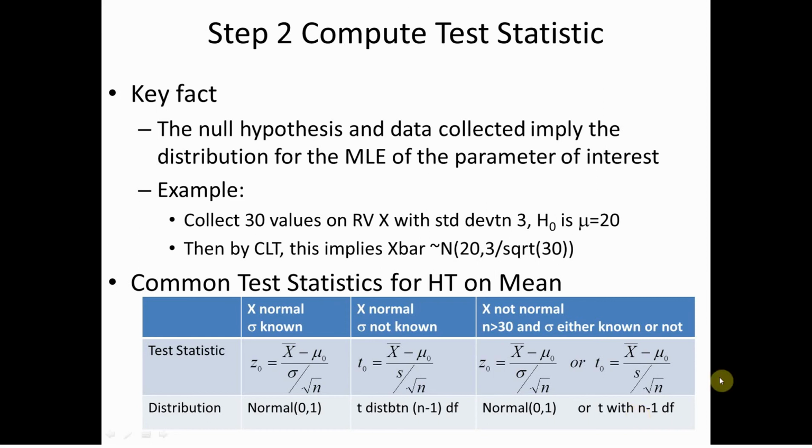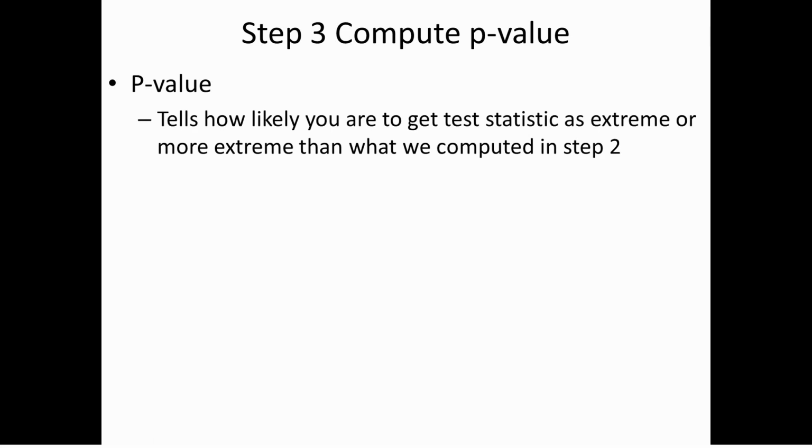So I can't emphasize this enough, that our belief, our null hypothesis, implies a distribution for the test statistic. And now we can compute the test statistic and see how likely it is that it comes from this distribution. How do we do that? We compute the p-value. So the p-value is how likely we are to get a test statistic as extreme or more extreme than what we computed from the data in step 2. We want to know what percentile that test statistic lives in.